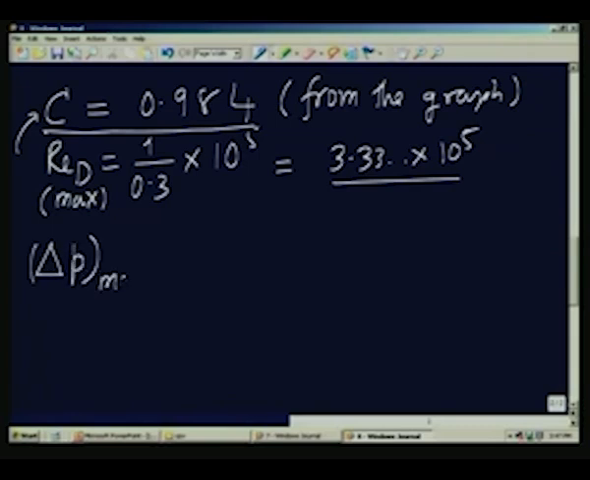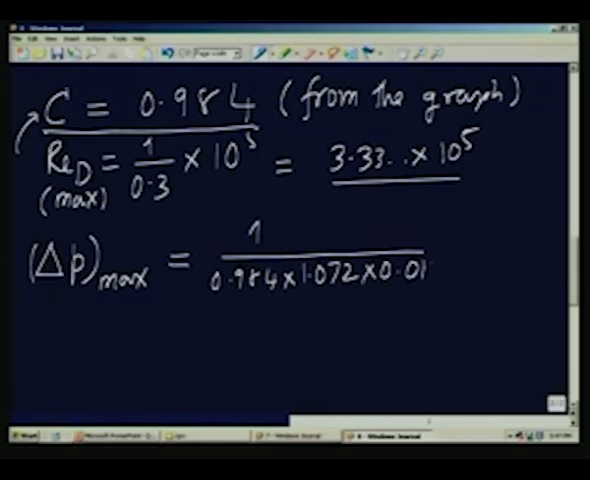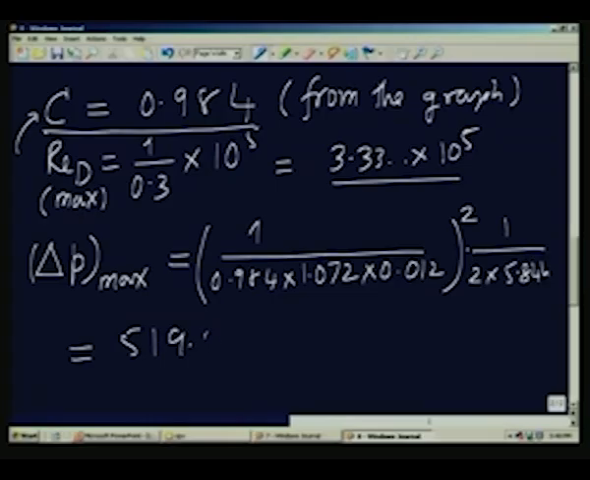This we can call the maximum delta P obtained using this particular Venturi, and this will be 1 kg per second divided by 0.984 multiplied by 1.072, that is the velocity of approach factor, multiplied by 0.012, which is the area of the Venturi at the smallest section, whole square into 1 over 2 into 5.844, which is the density of the fluid. So this is the pressure difference which is developed, which is equal to 519.2 pascals.